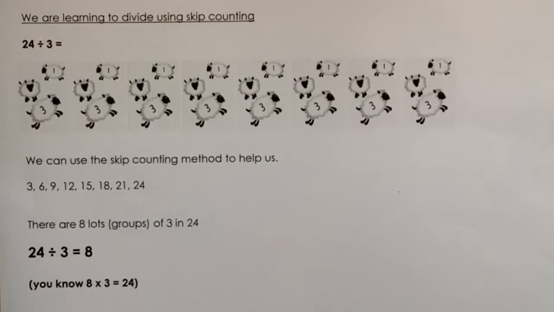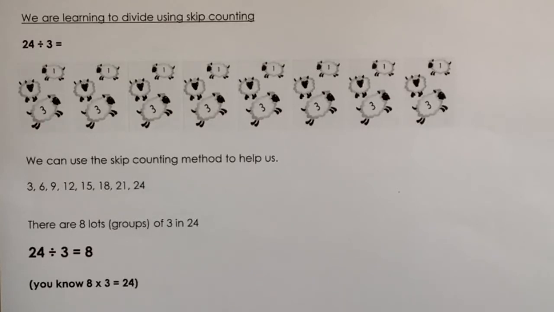So this time I've got 24 sheep altogether. If you had 24 counters, you could do this with 24 counters, and you're dividing them into 3s. But again, you can use your skip counting to help you with this. Get your fingers. Are you ready? 3, 6, 9, 12, 15, 18, 21, 24. So if there were 24 sheep into groups of 3, there would be 8 groups of 3.